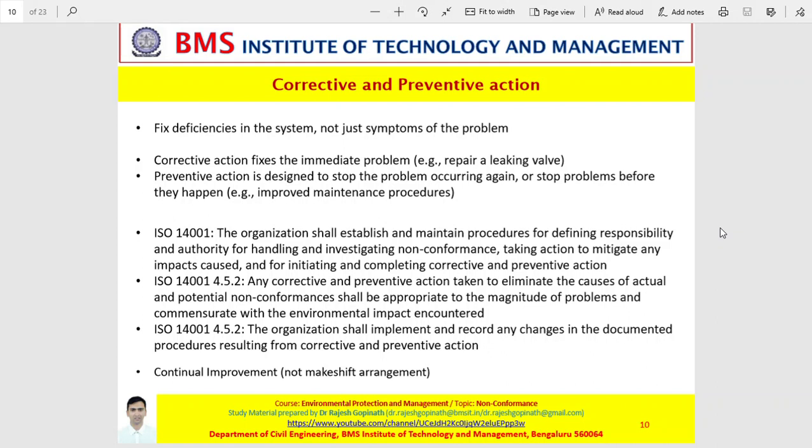Alright, now what exactly would be a corrective action? Corrective action is basically going to help you with fixing the problem on an immediate basis. But preventive action is going to help you to stop the problem from occurring again and again.